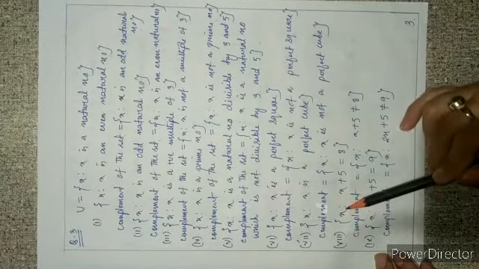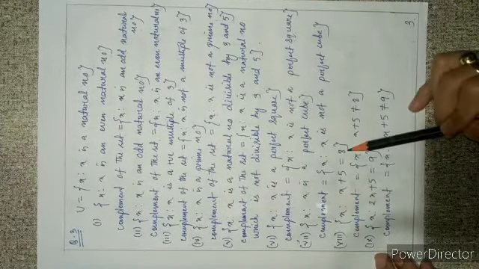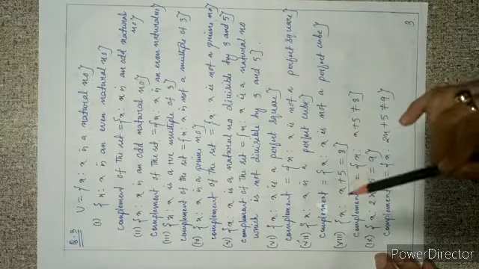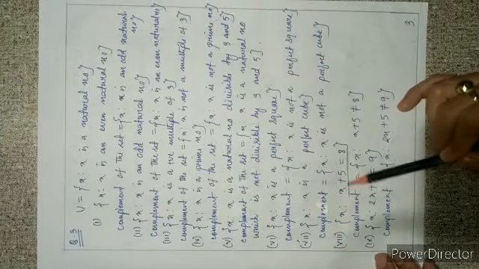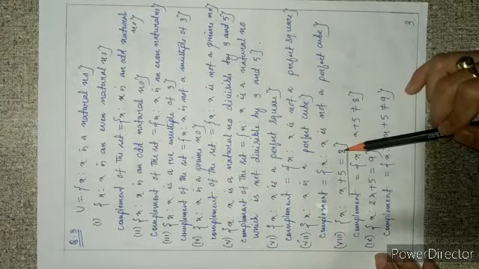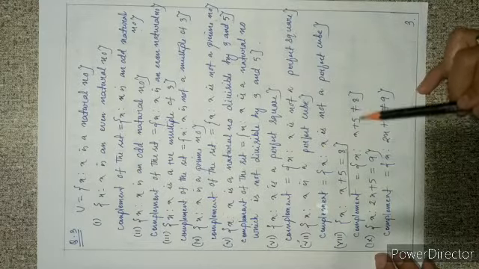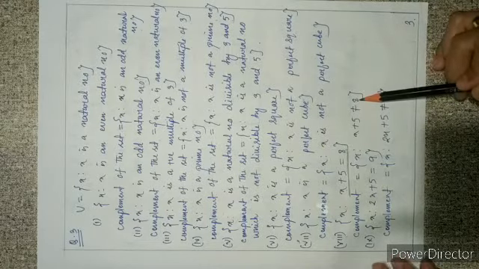Roman number 8: x plus 5 will be equal to 8. Find the value of x. The value of x is any number that, when we add 5, gives 8. The complement will be the values of x for which x plus 5 is not equal to 8.